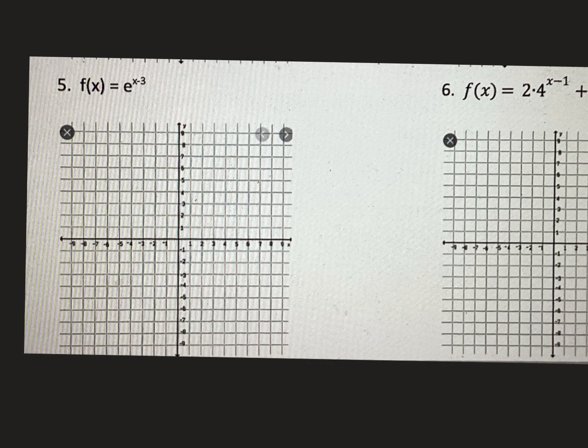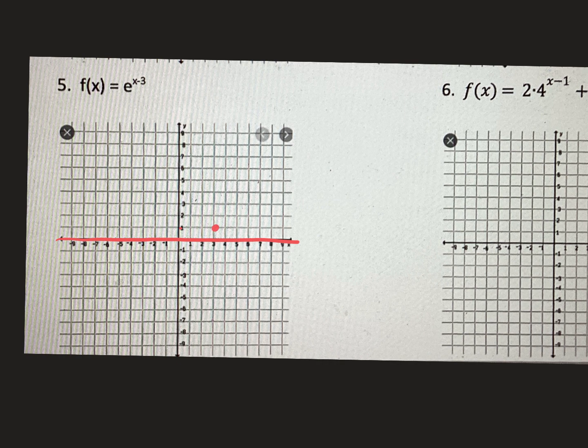Number 5 has the e with an x minus 3 in the exponent. All that does, it doesn't move the asymptote at all, still the same place. Usually I'd go up 1 right there, but the -3 means you got to go left to right, opposite of what you think. So I'm going right 3 to right there.